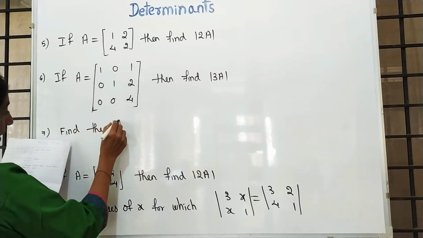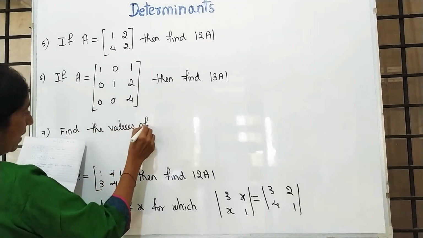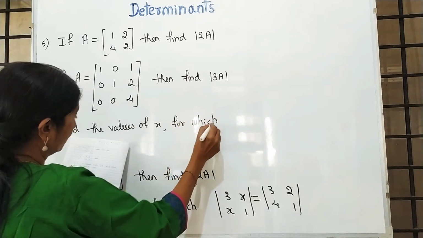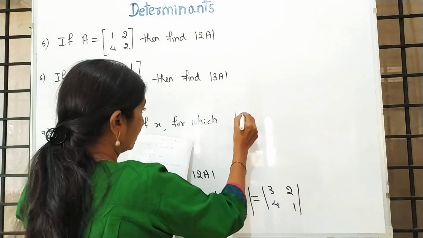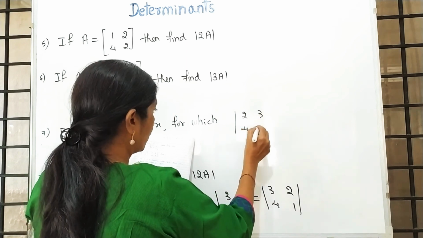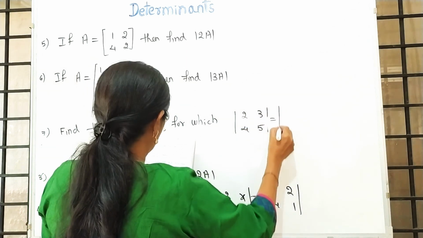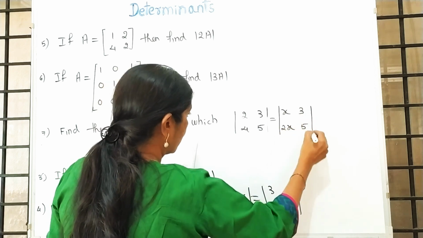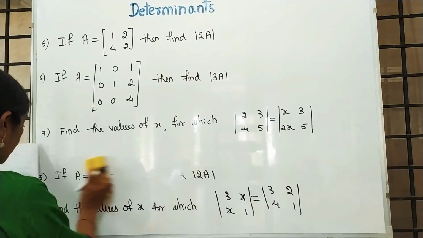Next, seventh one. Find the values of x for which the determinant 2 3; 4 5 is equal to the determinant x 3; 2x 5. Next question.